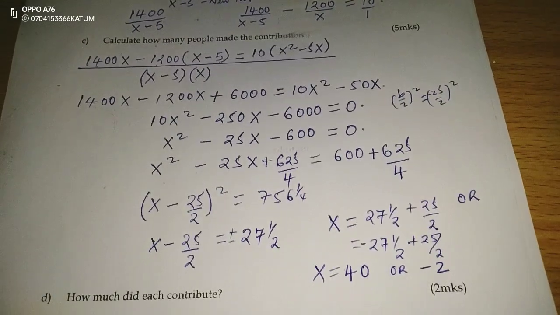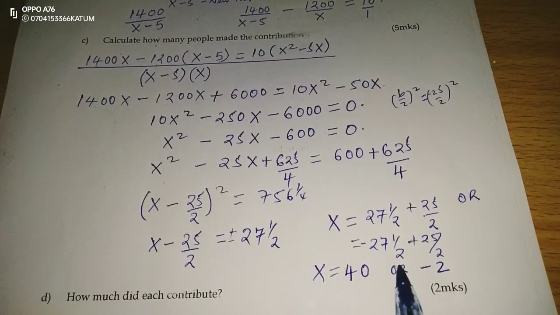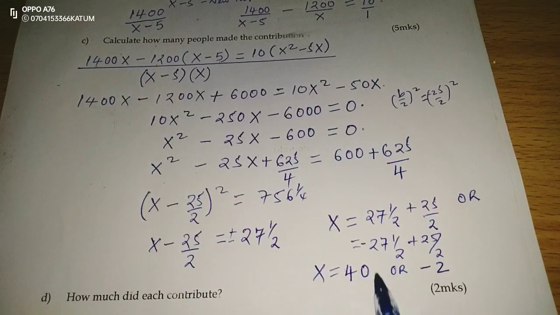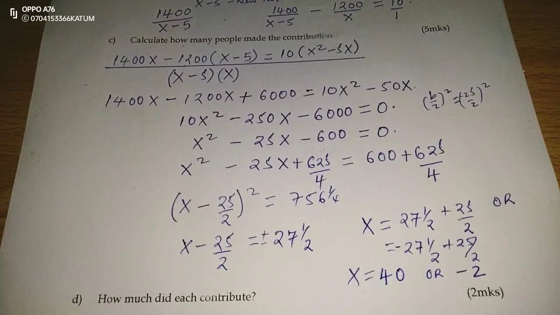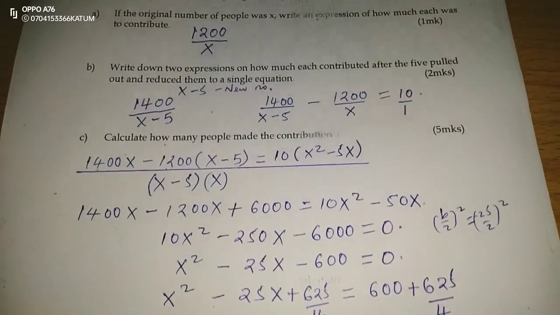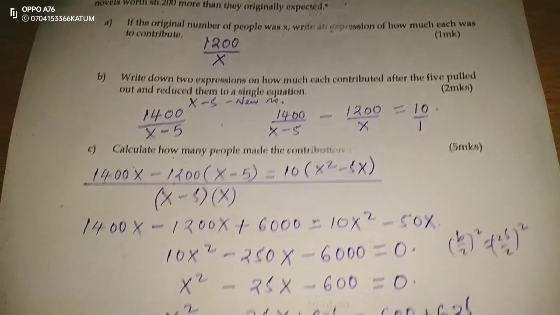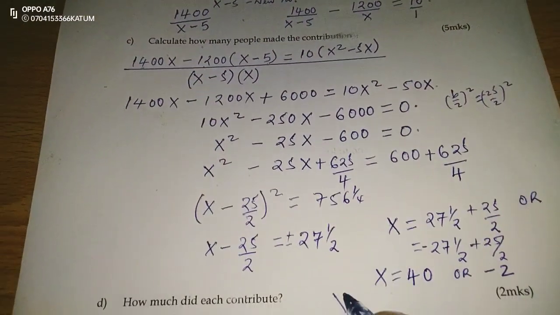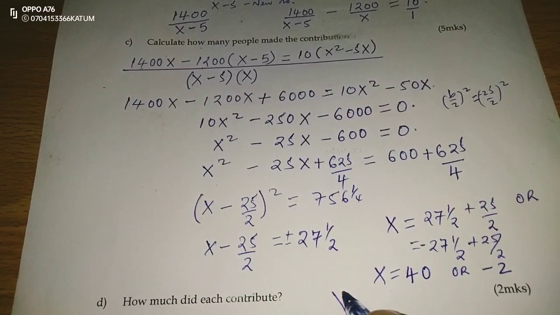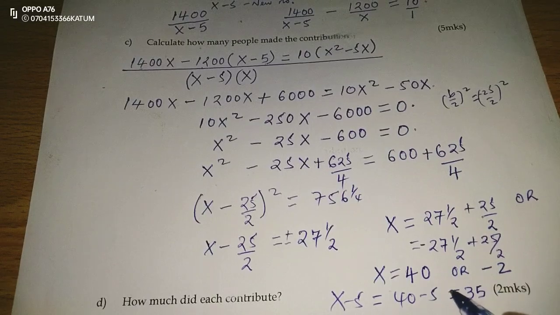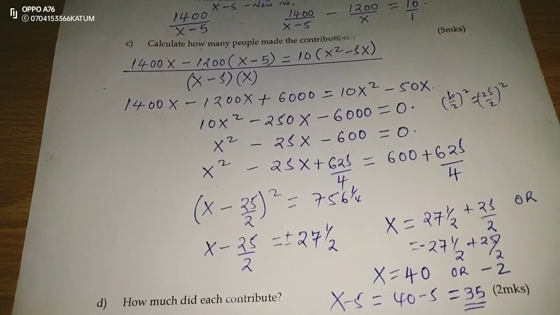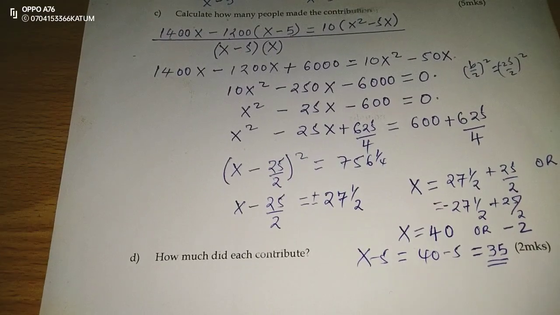Therefore, the original value of X, because we are dealing with a number of people, is going to be 40. It's going to be 40 as the original number. But now we are told to calculate how many people made their contributions finally. Because 5 withdrew, the people who finally made contributions will be X minus 5, which is 40 minus 5, which is 35 people.